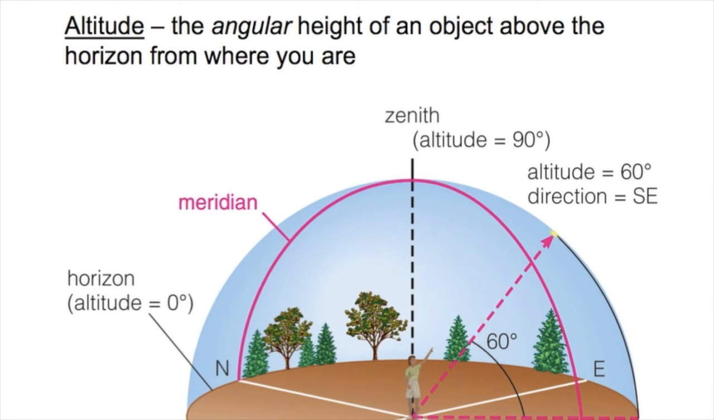If you want to give some coordinates, then you might specify altitude. This is the angular height of an object above the horizon from where you are. So if you look at the image, here's a person just looking at the sun and it's at an altitude of 60 degrees. And you've got to measure altitude as an angle because it makes no sense in space to use feet or meters.